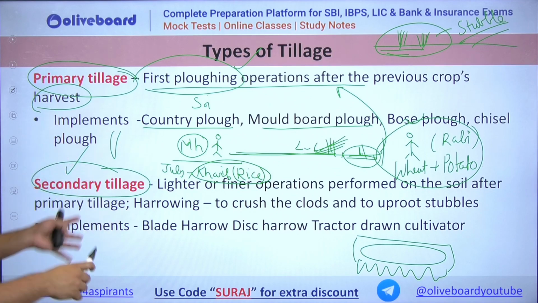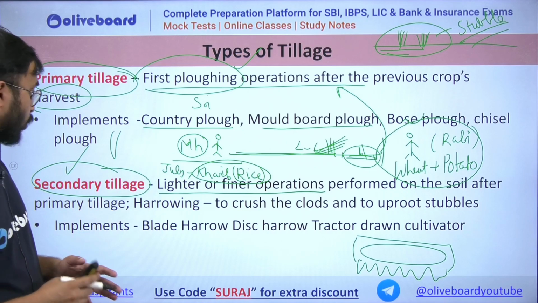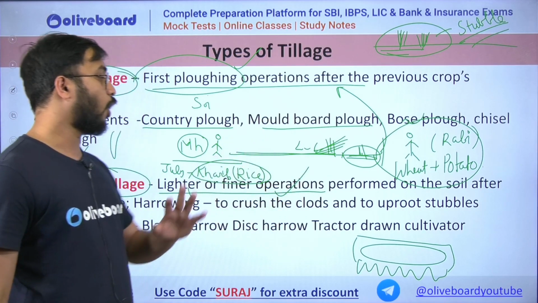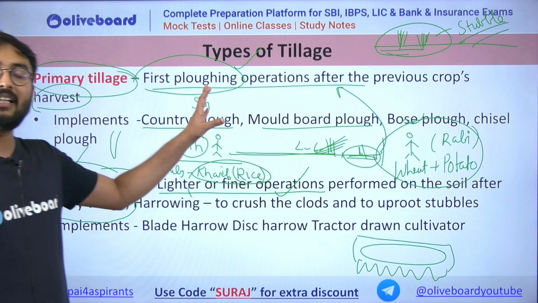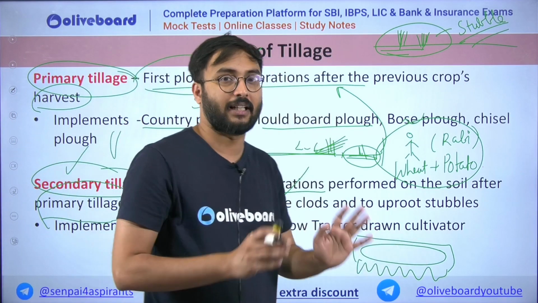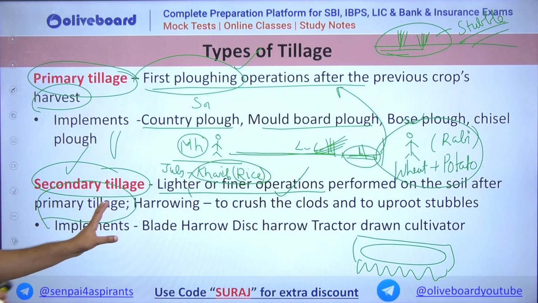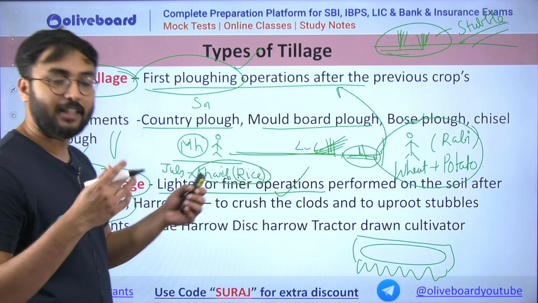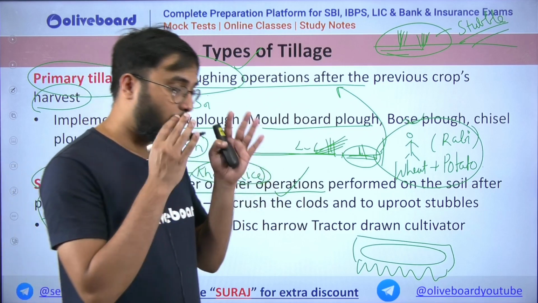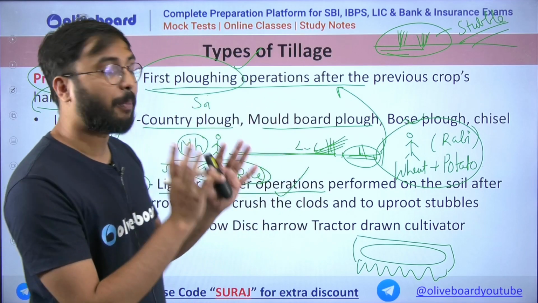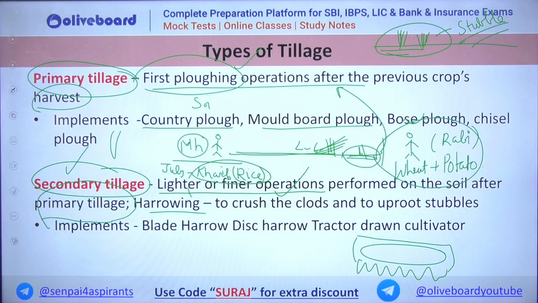As I told you, secondary tillage is a conditioning activity. So soil conditioning you are trying to improve. So lighter or fine operations performed on soil after primary tillage, where primary tillage is more of breaking the soil material, breaking the field, whereas secondary whatever your tillage is there, that is more of intermixing of layers, loosening the soil, then even making particular soil into finer particle matter. So this is carried out in your secondary tillage activity.